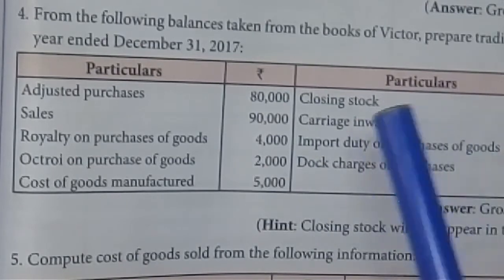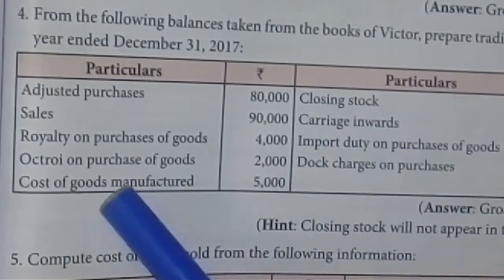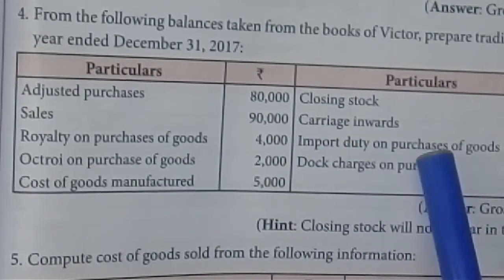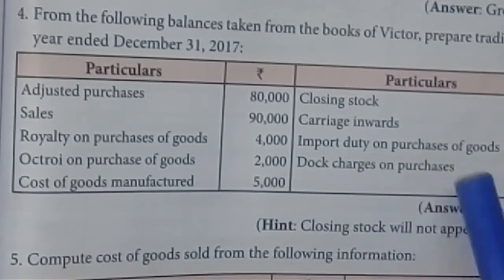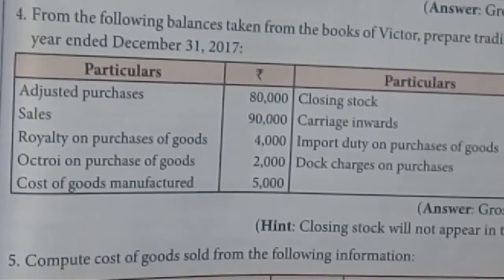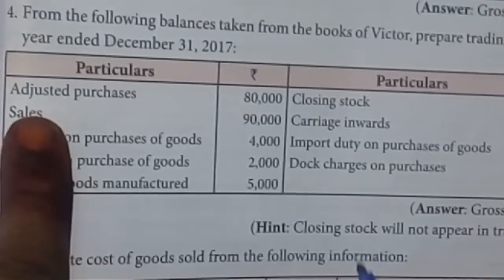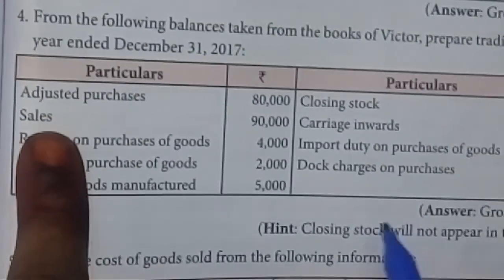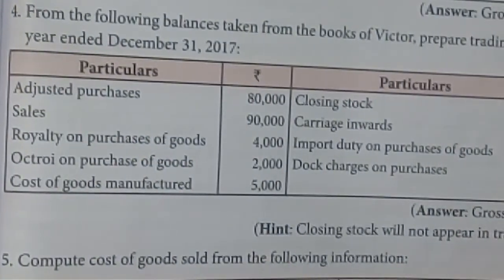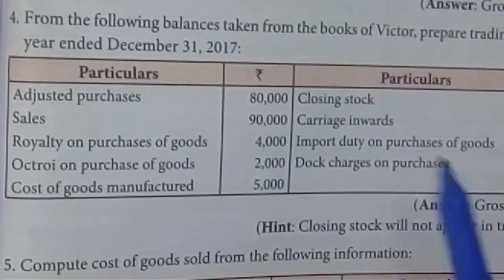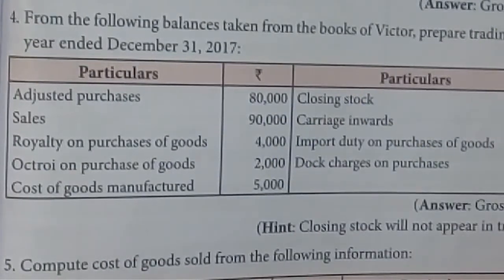Closing stock, I'll tell you. Carriage inwards is a direct expenses. Import duty on purchase of goods, it is a direct expenses. Dock charges, it is also direct expenses. Okay, as regarding this adjusted purchases and closing stock, I'll tell you. Adjusted purchases, they have adjusted the stock along with the purchases. அதுதான் அவங்க adjusted purchases ன்னு சொல்றாங்க. So இந்த trading accountல நமக்கு என்ன வராது? Closing stock will not appear.